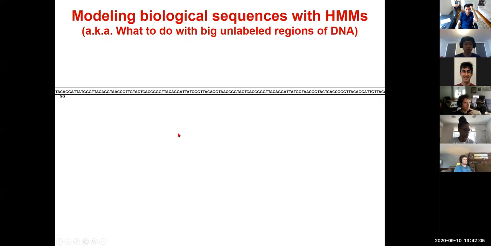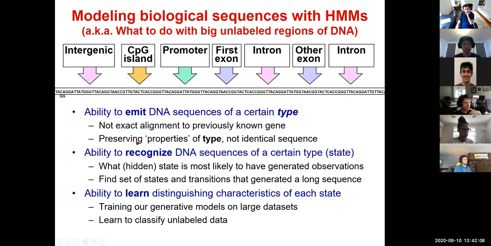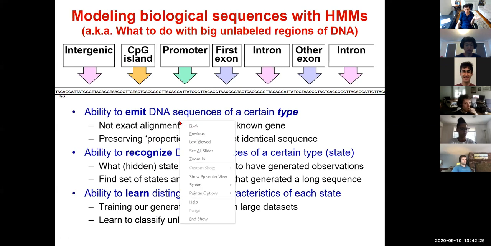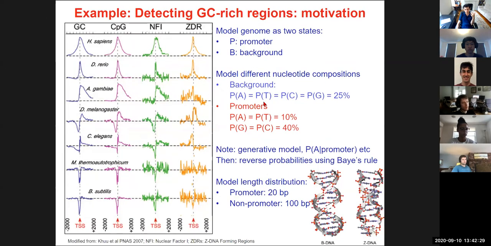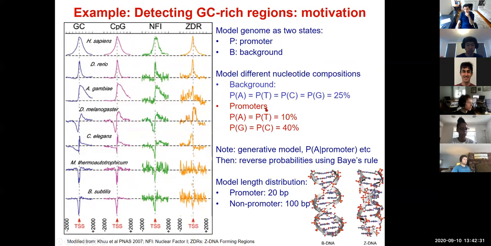So remember how we're going to cover three components. We're going to look at emitting, recognizing, assuming that the arrows are known. And then we're going to look at learning in the last part. But very briefly, we're going to count these emission and transition frequencies and then use those as the maximum likelihood estimate of those emission and transition probabilities. Okay, thank you. Any other questions? You can type it into the chat or just raise your hand.